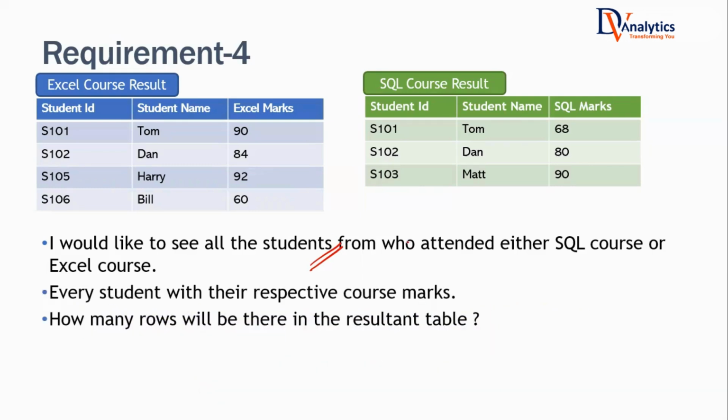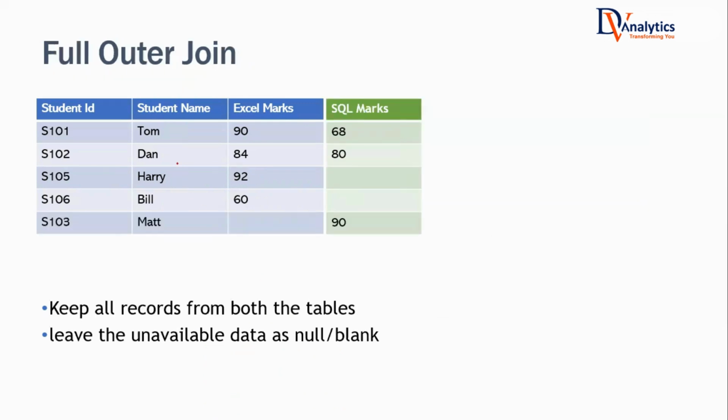All the students who attended either SQL or Excel course, if that is the case, how many records will be there in the final data? It will be Tom, Dan, Harry, Bill, 4 plus 1. 5 records will be there. So the resultant table will have Tom, Dan, Harry, Bill, and Matt. For Tom, Dan, Harry, Bill, Excel will be filled. For Tom and Dan, SQL will be filled. For Matt, only SQL will be filled. So the resultant table will look like this, which will have 5 rows: Tom, Dan, Harry, Bill.